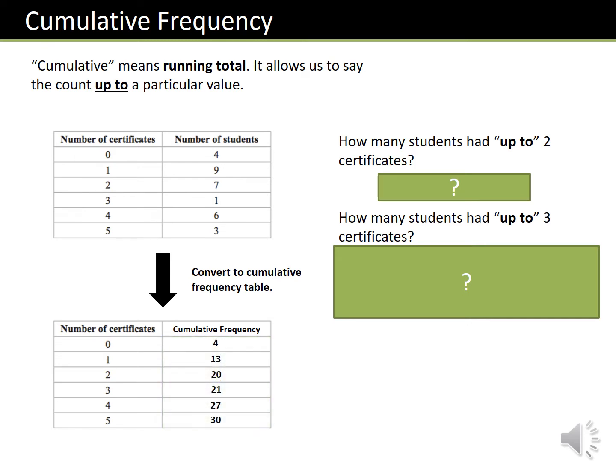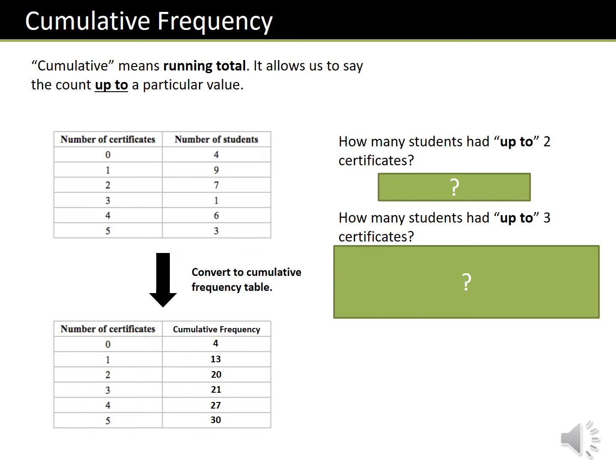If we reveal that, we see that we work out the cumulative frequency by just adding up as we go down the column. The first one is 4, because 4 students got 0. Where it's got 1 certificate, that is how many students got up to 1 certificate, so either 0 or 1. To work that out, we add up the number of students that got 0 and the number of students that got 1. So that's 4 add 9, which is 13. For the next one, it's how many got up to 2 certificates, so we do 4 add 9 add 7, which gives us 20. And then we keep going down.